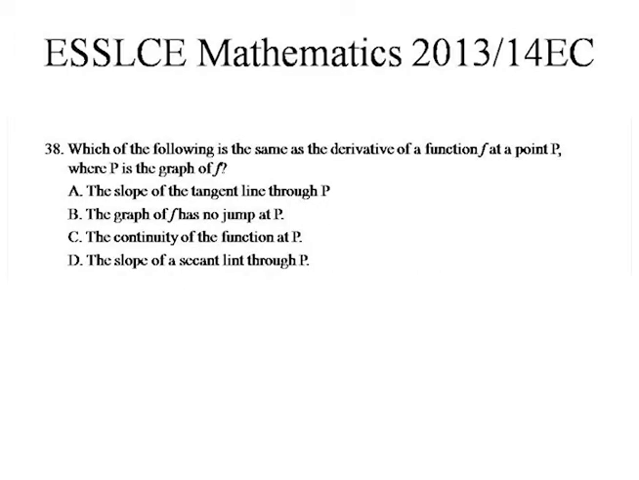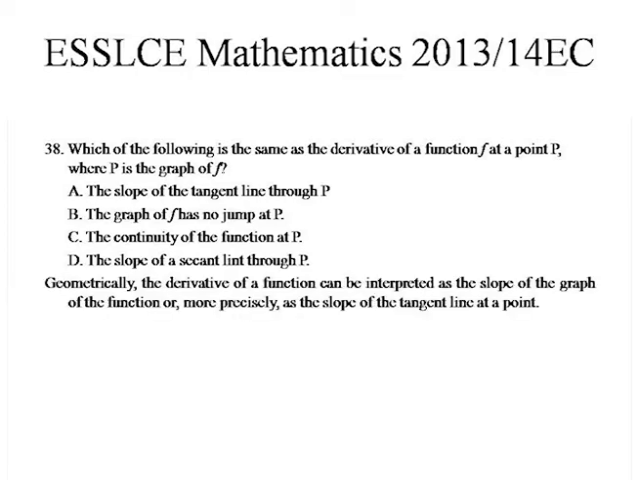Question number 38. Which of the following is the same as the derivative of a function f at point P, where P is on the graph of f? Geometrically, the derivative of a function can be interpreted as the slope of the graph of a function, or more specifically, as the slope of a tangent line at point P. So choice A is the right answer.